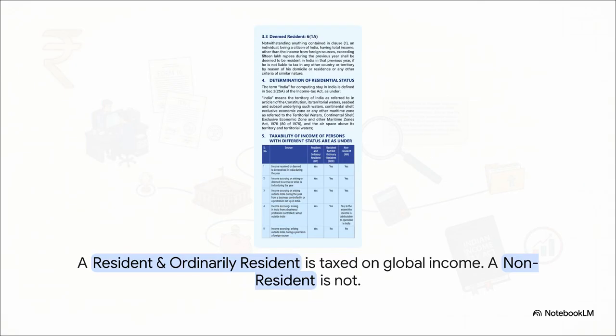And this is where it all clicks into place. Just look at that first column for a resident and ordinarily resident. See how it says yes for pretty much every type of income, even money earned outside of India? That's because they're taxed on their global income. Now compare that to a non-resident, way over in the last column. They're only taxed on income that's connected to India. This is a huge, huge difference, and it's absolutely central to how your tax liability is calculated.